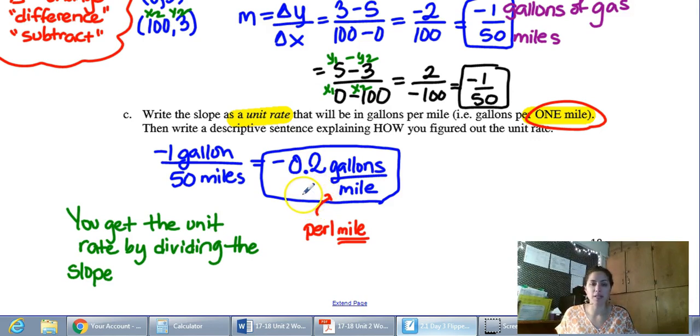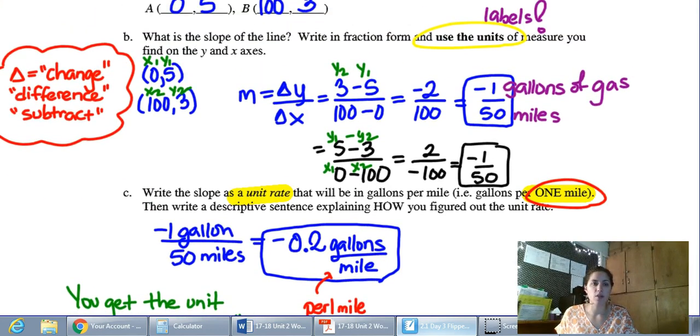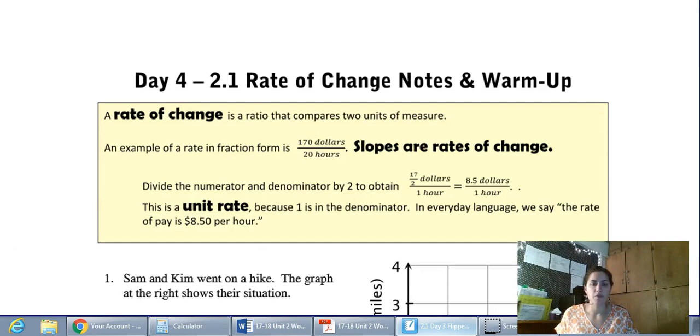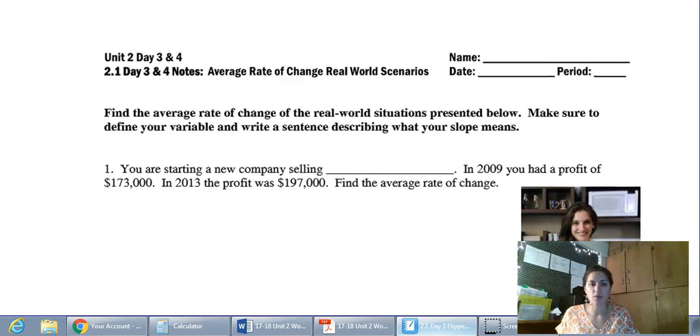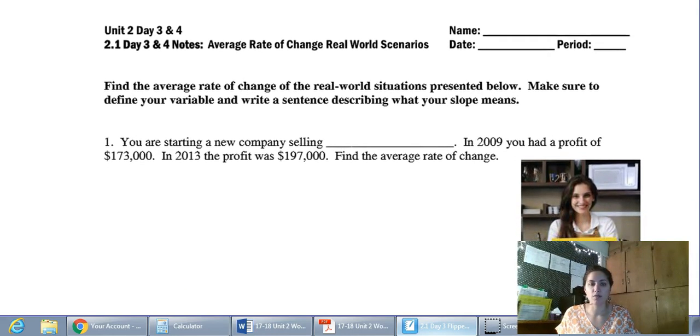Okay, warm-up is complete. That was an awesome start to our real-world applications. Let's get right into our notes. So what we're going to do is actually skip this one, day 4 warm-up. So this is going to be tomorrow's warm-up, and get right into the notes. So come over here where you see Unit 2, Day 3 and 4. And I know that yours actually has a place for you to write some steps. I know mine doesn't show that. Yours does. Let me just get to the same page.